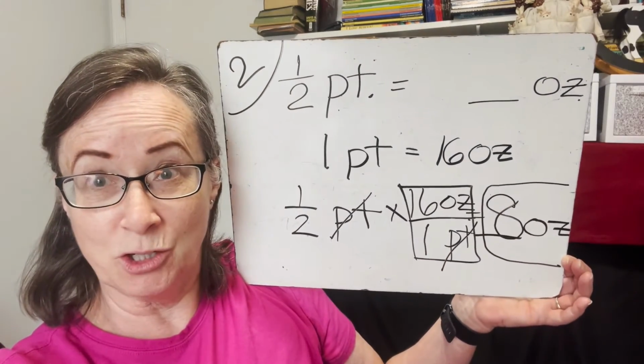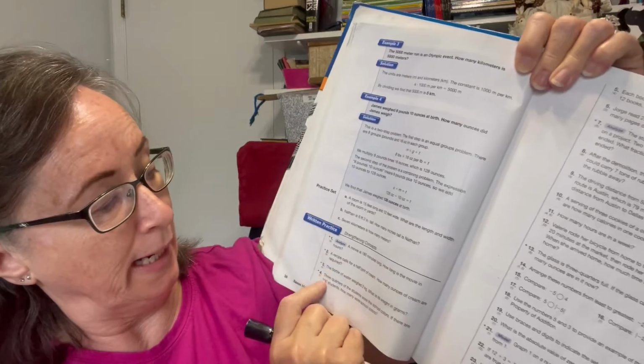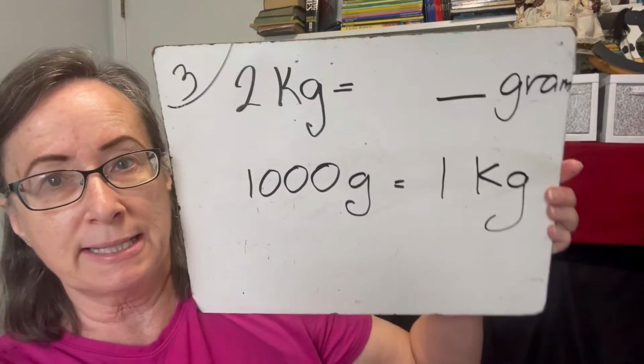And that's number 2. Number 3 in your book homework says the bottle of water weighed 2 kilograms. What is the weight in grams? So we're going to go from 2 kilograms to grams. So here's my setup here.